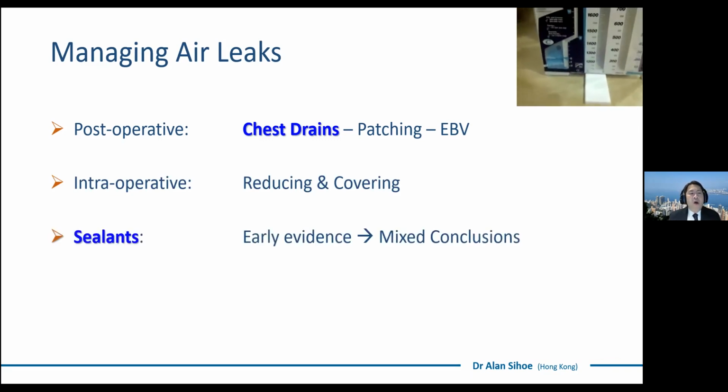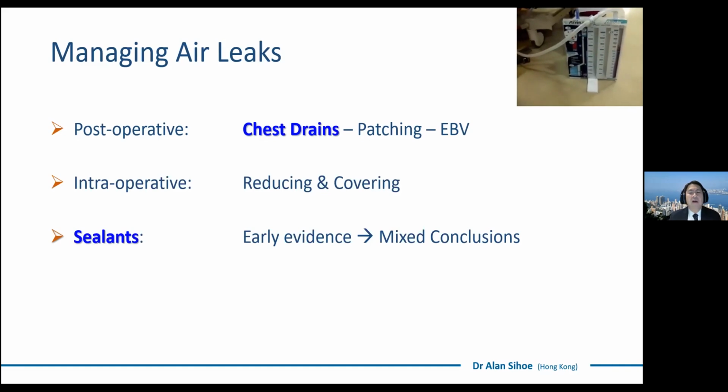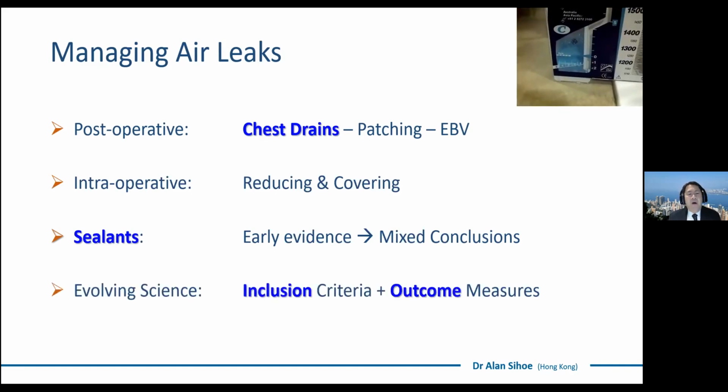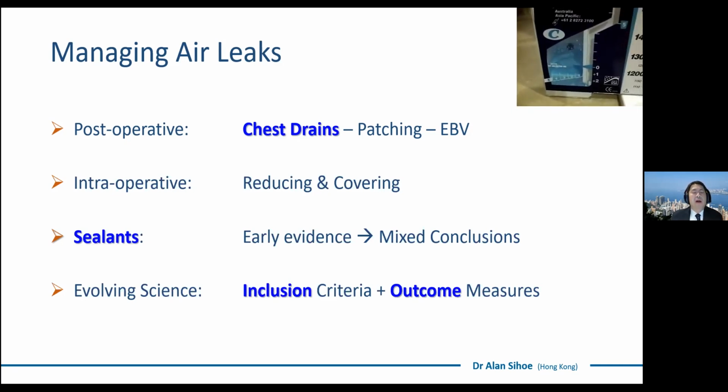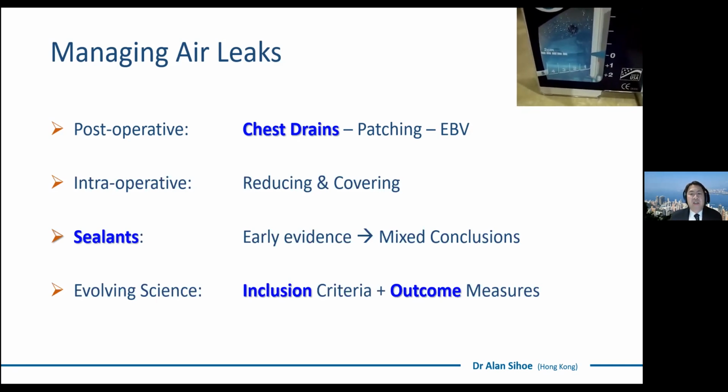And into this void, we have sealants. The early evidence led to mixed conclusions, mixed feelings by a lot of our colleagues around the world about using sealants. But as the science evolves over the last 10 years, we're seeing better research into the use of sealants for air leaks, including modified inclusion criteria, making sure that only patients with air leaks are included in these studies, and you're using better outcome measures, such as digital recording of air leaks.